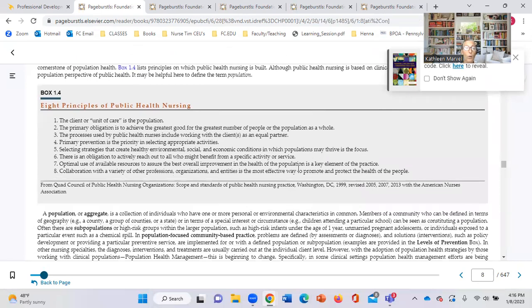And I'd like for you to take a look at box 1.4. These are the principles of public health nursing.